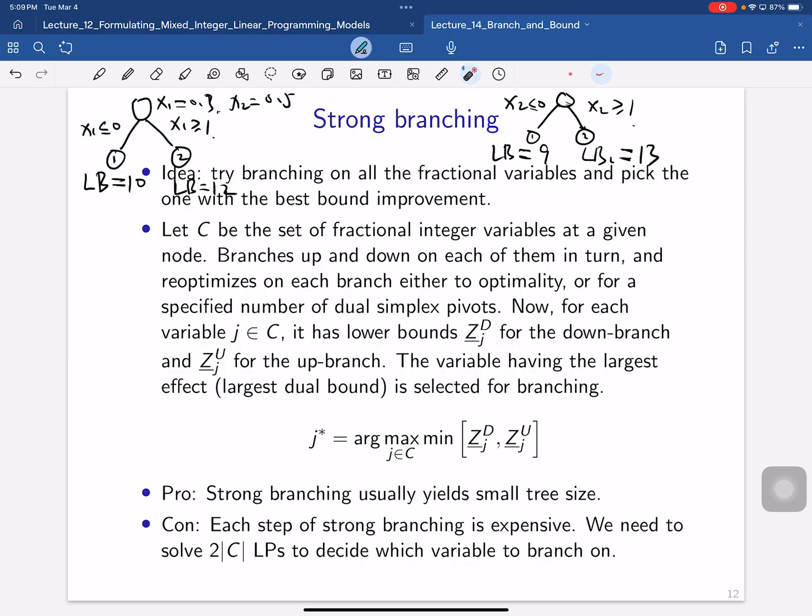Okay, but then the advantage of strong branching is that it usually gives you a very small tree size. Right? Since you already tried branching on all the possible variables and saw which one gives you the best bound improvement, empirically it reduces the number of nodes in branch and bound. But the con, as I said, is you have to solve 2 times C LPs, C being the number of fractional binary variables, in order to decide which variable to branch on.